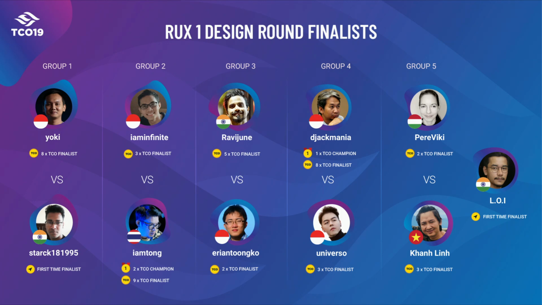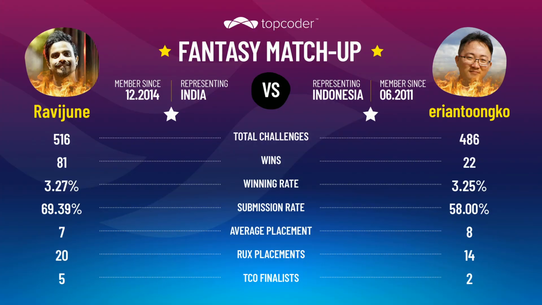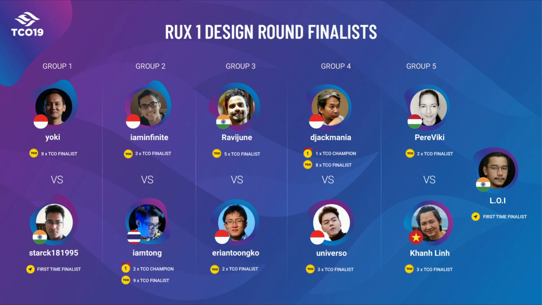Oh my gosh. Okay, and same thing with Robbie June and Ariantu. This is in order by seed. At the top we have Yoki, our number 1 seed. Actually, we can just go back real quick. I Am Infinite is our 2 seed. Robbie is our 3 seed. D-Jack is our 4th seed. Stark here is our 8th seed. Tong is our 7th. Ariantu is our 6th seed, and Universo is our 5th seed.